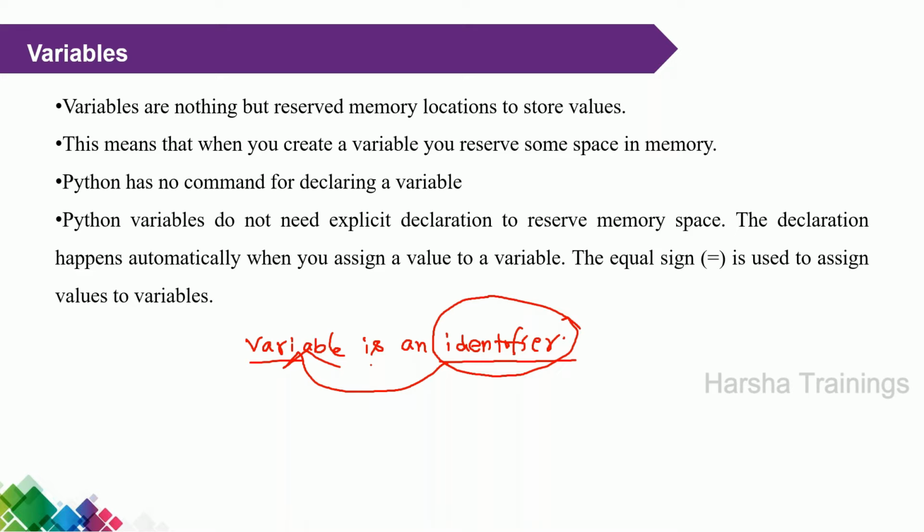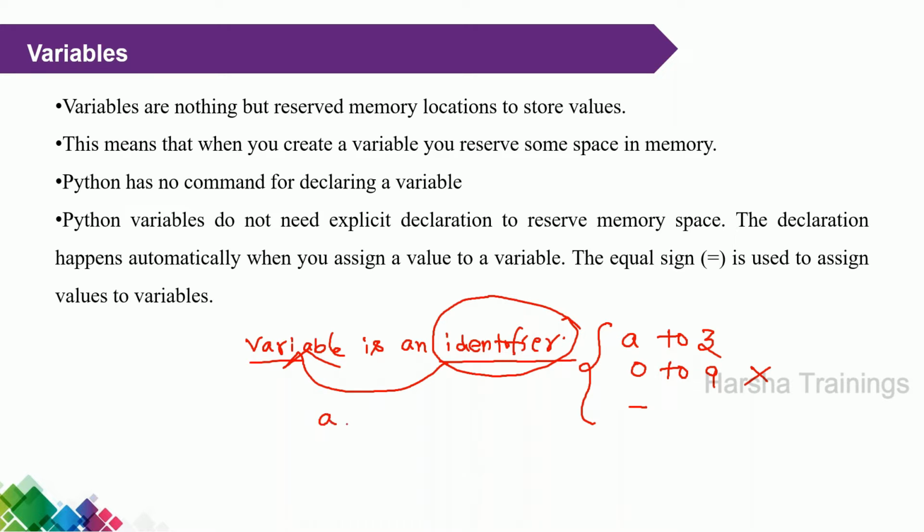What are the rules of an identifier? An identifier contains the letters A to Z, 0 to 9, and the special symbol underscore. Only these three are allowed. And again, we have a restriction: it does not begin with a digit.